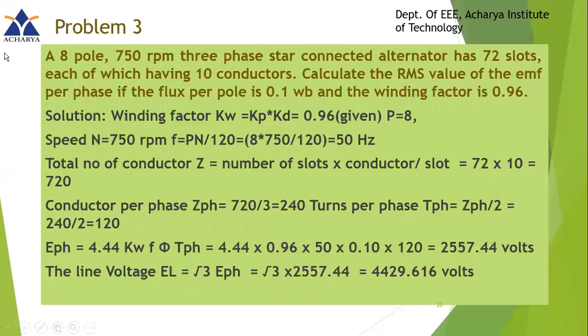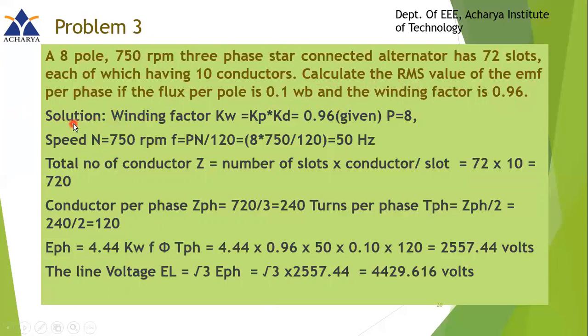Okay, let us move on to problem 3. An 8-pole 750 RPM 3-phase star connected alternator has 72 slots, each of which having 10 conductors. Each of which means each slot has got 10 conductors, meaning conductors per slot is 10. Calculate the RMS value of the EMF per phase if the flux per pole is 0.1 Webers and the winding factor is 0.96.